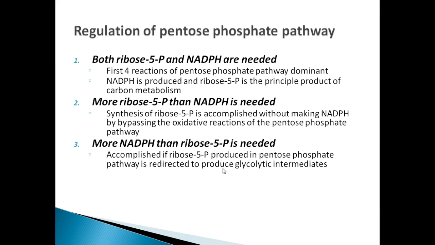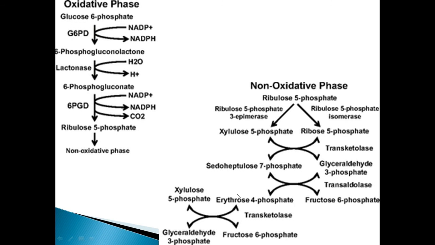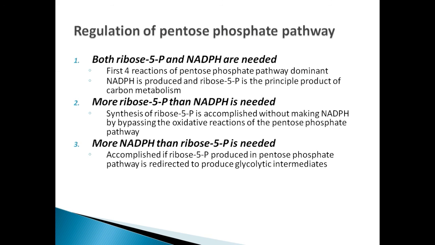Then if more NADPH than ribose 5-phosphate is needed, it can be accomplished if ribose 5-phosphate is produced in the pentose phosphate pathway and then redirected to produce glycolytic intermediates. So some ribose phosphate is needed, but the excess ribose 5-phosphate will then be redirected towards the glycolytic intermediates, glyceraldehyde 3-phosphate and fructose 6-phosphate, and that'll allow the production of more energy.